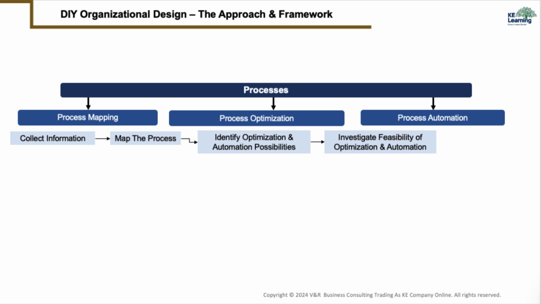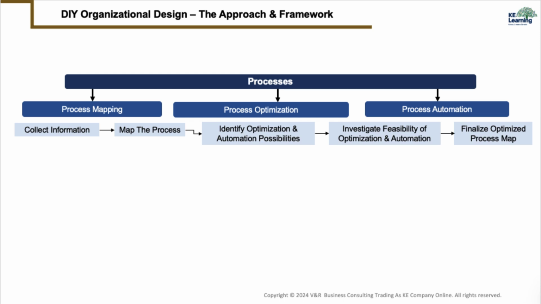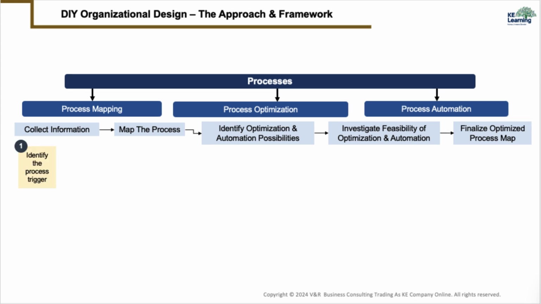Once all of these have been worked out, a final set of optimized process maps that are aligned, optimized and automated where possible can be packaged. The activity-level steps of process mapping, optimization and automation involve identifying the trigger, which is the why that necessitates the performing of the process in the first place.